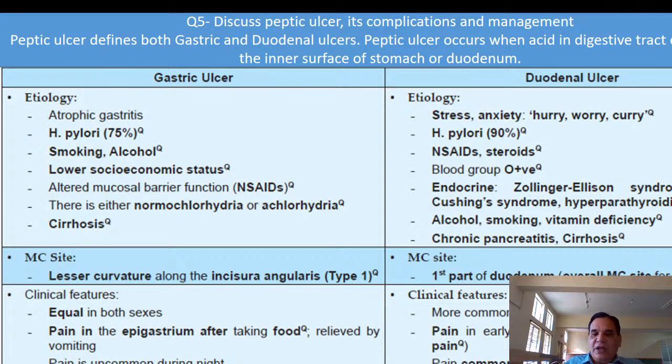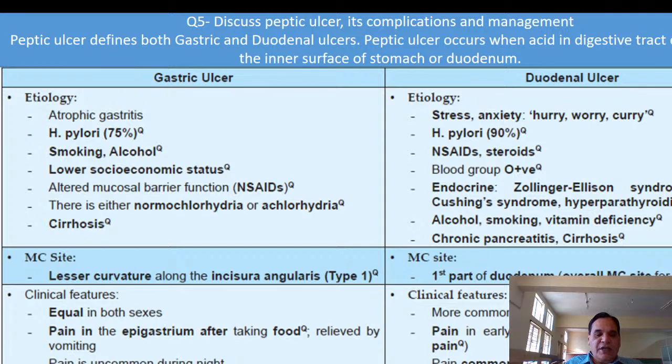As against this, duodenal ulcer etiology is stress, anxiety. In short, what is it called? Hurry, worry and curry. H. pylori, commonest cause, 90%. The major cause is use of NSAIDs and steroids for a longer period. Duodenal ulcer is comparatively more common in O positive blood group. Endocrine: MEN1, Zollinger-Ellison syndrome, Cushing syndrome and hyperparathyroidism. Alcohol is everywhere. Alcohol, smoking, vitamin deficiency. Associated diseases: chronic pancreatitis and cirrhosis.